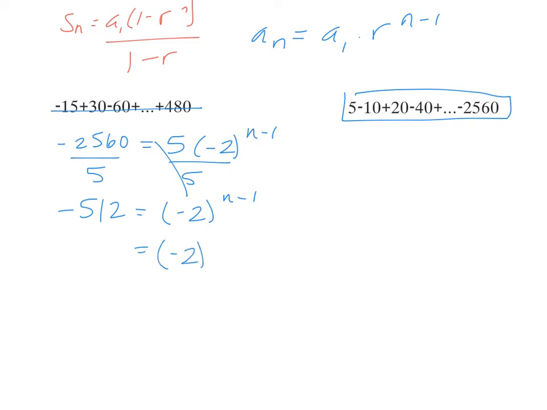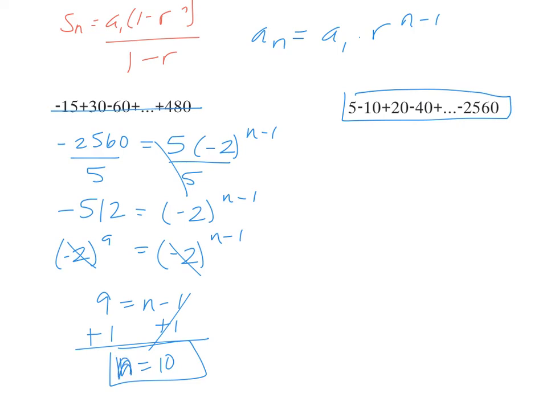So negative 2 to the n minus 1. And a common base for 512, I believe, is going to be negative 2 to the 9th power. So again, get rid of those. We're left with 9 equal to n minus 1. Add 1 on both sides, and we have n equal to 10.